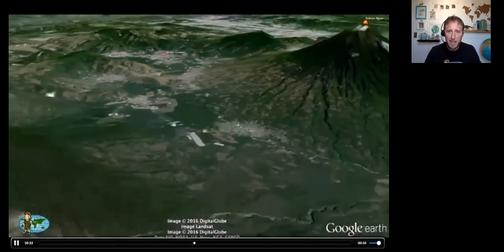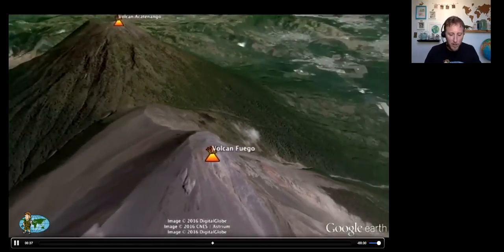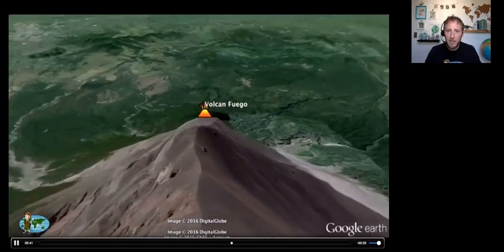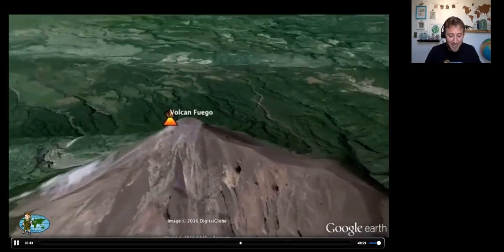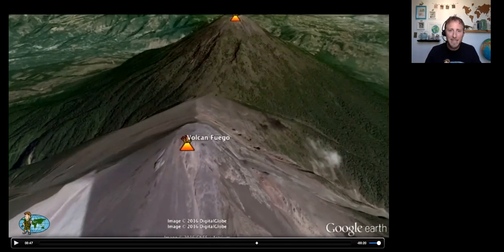And we're going to head right next to water volcano, which is Volcan Fuego. Volcan Fuego is fire volcano, and it's called fire volcano because this is an extremely active volcano. Remember when I said Pacaya was 23,000 years old? Well, Volcan Fuego is 200,000 years old, so a lot older volcano than Pacaya.